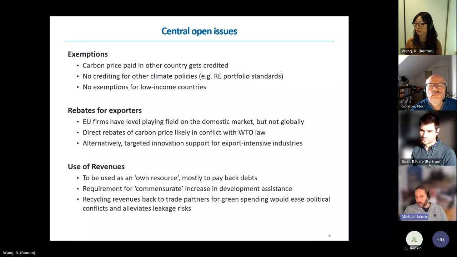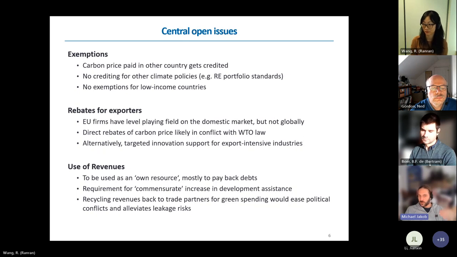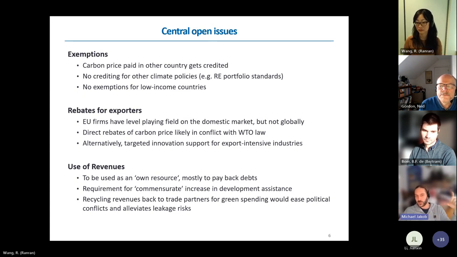When we think about in which direction the CBAM might or will develop in the future, first, of course, is exemptions. So basically, the only thing that allows you to get some kind of exemption from paying the CBAM is if the partner country also has a carbon price. And this carbon price gets subtracted. So let's say in the European Union, we have 80 euros and the other country has 10 euros. The importers only need to pay the difference, the remaining 70 euros.